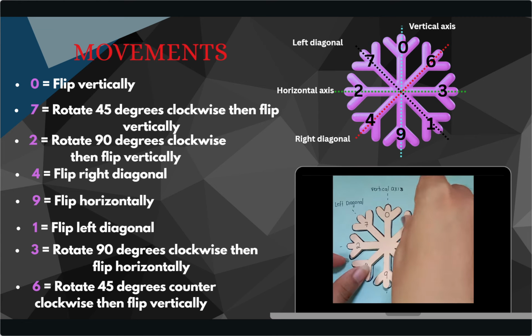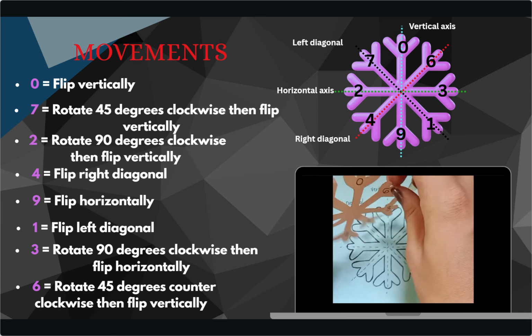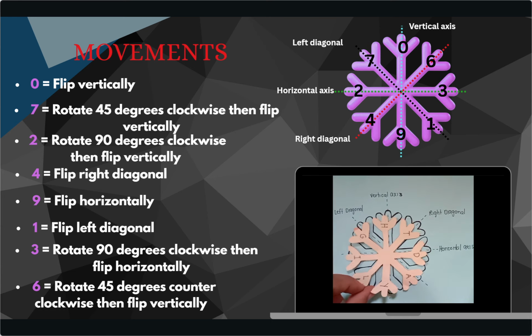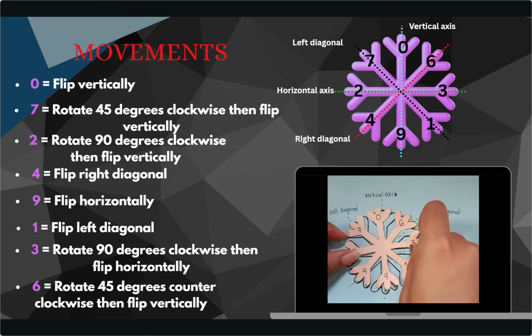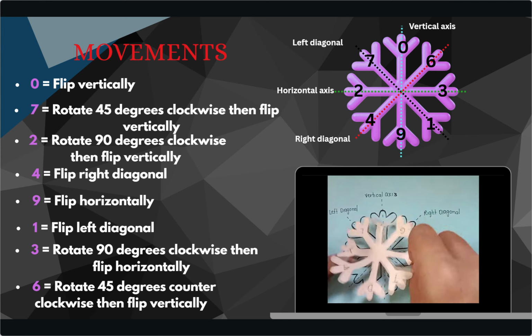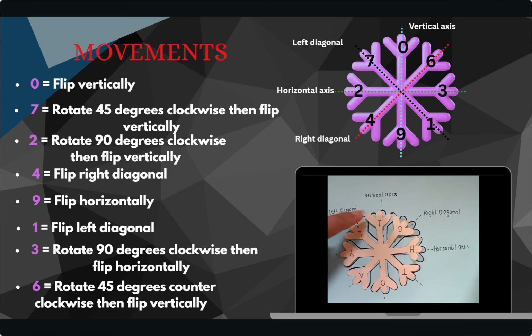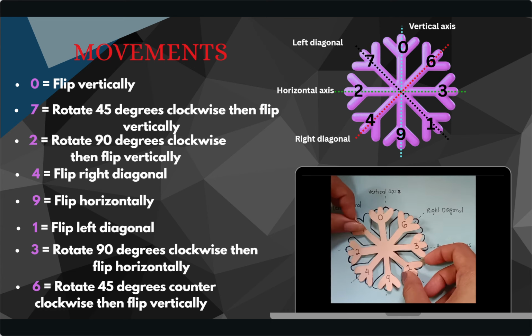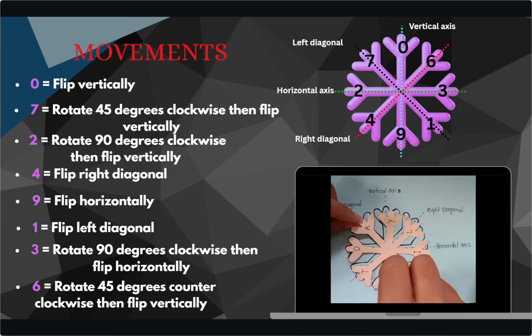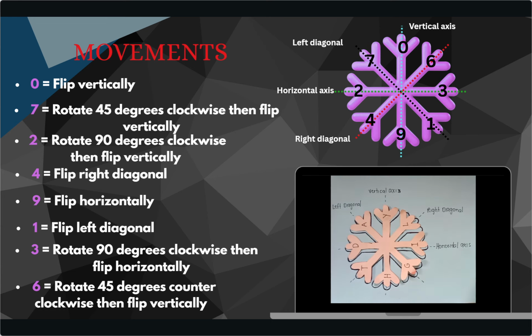For element 4, flip right diagonal. We come up with letter H. Then for our 9, flip horizontally. And we come up with letter I. For number 1, flip left diagonal. And the result is letter Y.